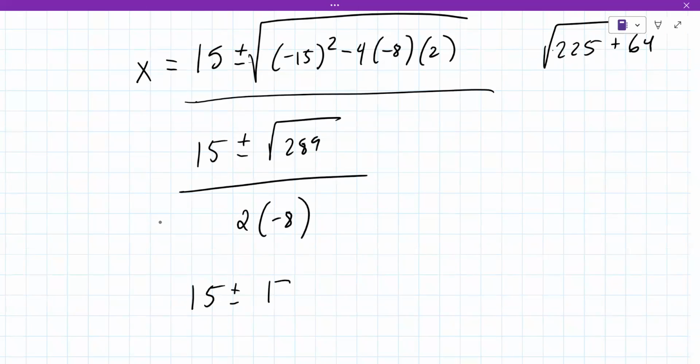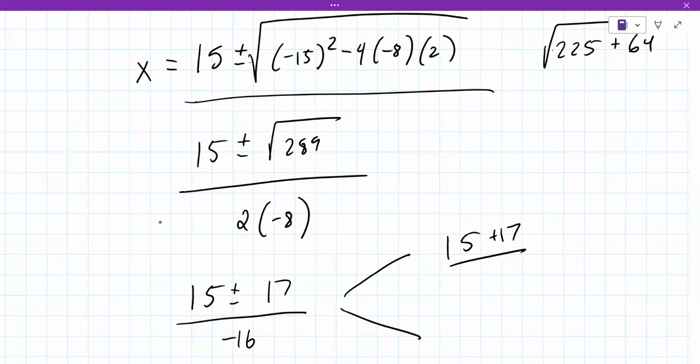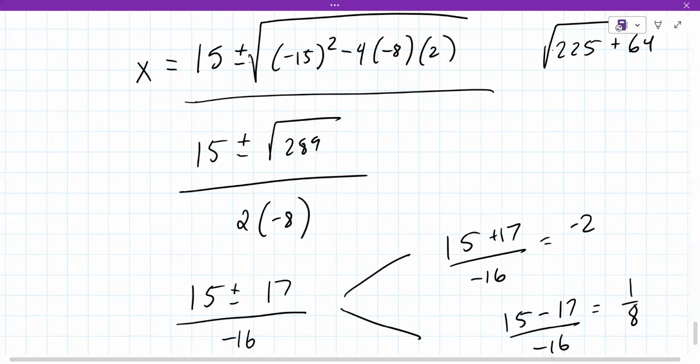So that's 17 over... Yep, negative 16. 17. And then you have to add, subtract, and then divide. You get 30, so you'd get negative 2, and then 1/8. Yep. Really good.